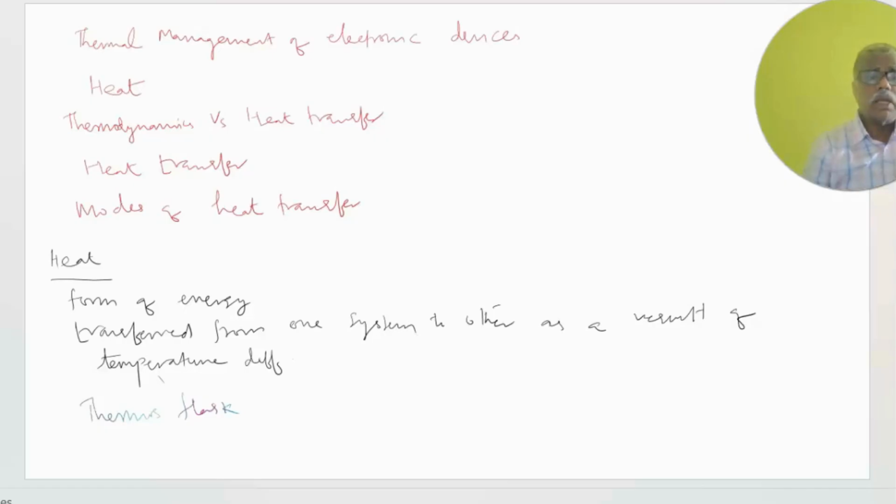So what can thermodynamics do? Thermodynamics can tell us, if the coffee in the flask goes from 90 degrees C to 70 degrees C, how much will be the heat transfer. It speaks about only the amount of heat transfer. But those who are interested in buying a thermos flask will worry about the time taken for the coffee to go from 90 degrees to 70 degrees C.